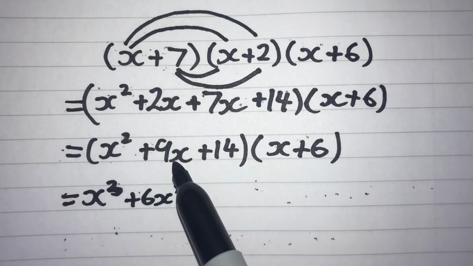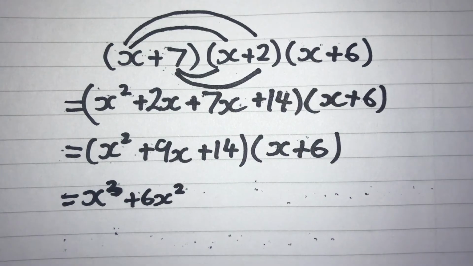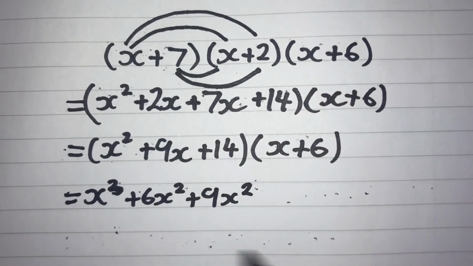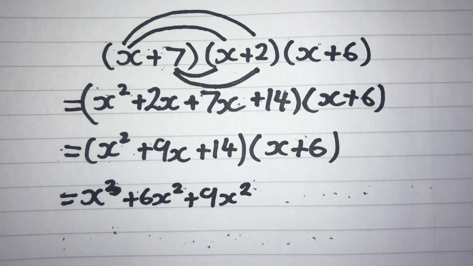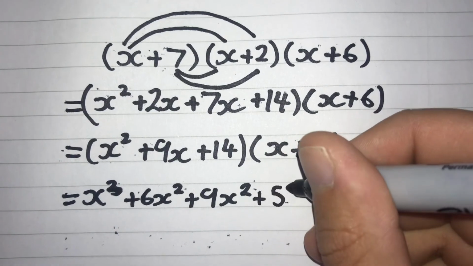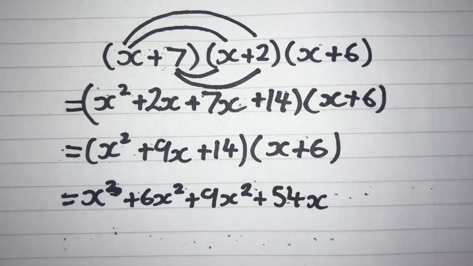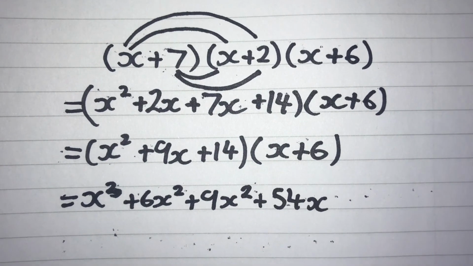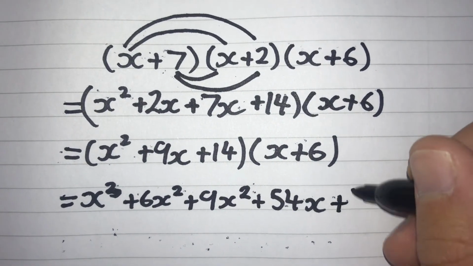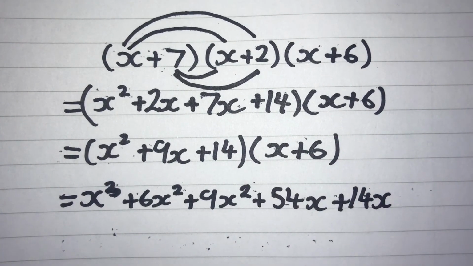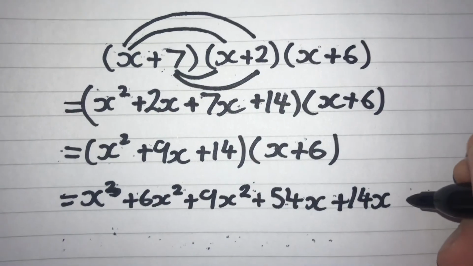Now moving on to our 9x. 9x multiplied by x will give us 9x squared. And 9x multiplied by 6 will give us 54x. 9 times 6, of course, gives us 54. Then we've got this 14. 14 times x will give us 14x. And then we have 14 multiplied by 6. Well, 14 times 5 gives us 70. Add another 14, we're going to get 84.